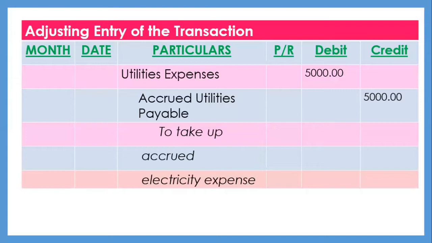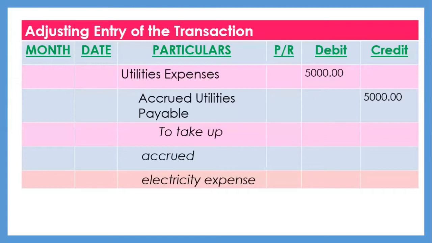Now, take note that whenever we take up an accrued expense, we have to debit the appropriate expenses, such as the salaries and wages, utilities expenses, and other appropriate expense accounts, and credit the liability accounts like the accrued utilities payable or accrued salaries payable, as in our example.